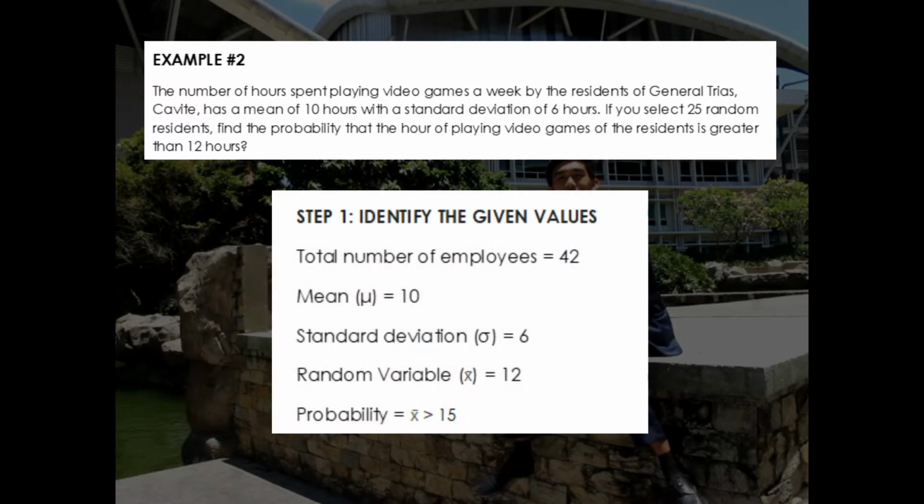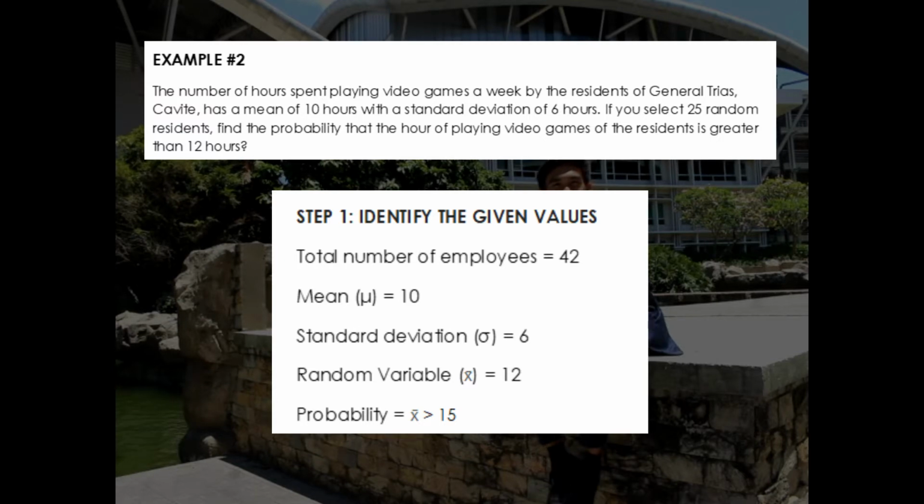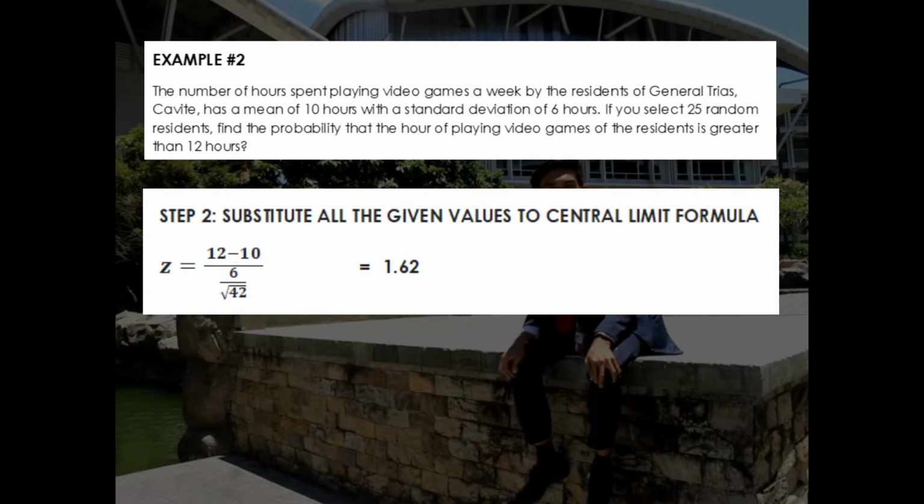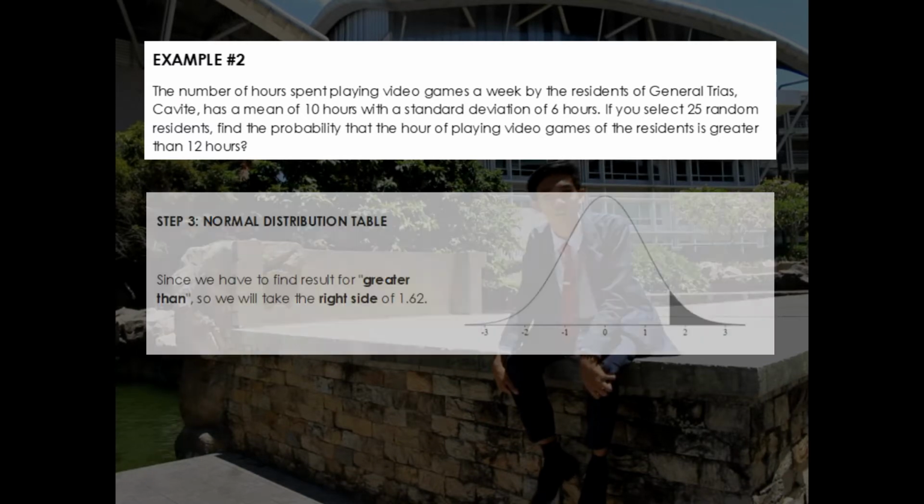Step 1. Identify the given values. Total number of residents 25, mean 10, standard deviation 6, random variable 12, probability X is greater than 12. Step 2. Substitute all the given values to central limit formula, which will be equal to 1.67. Step 3. Normal distribution table. Since we have to find result for greater than, so we will take the right side of 1.67.